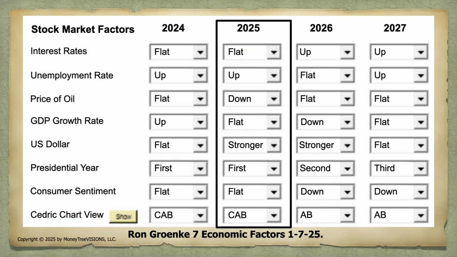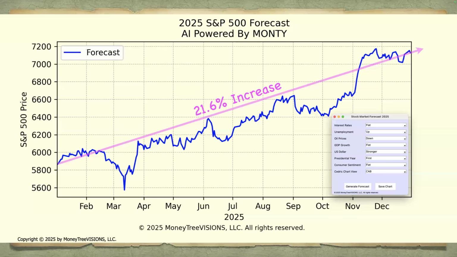So here we have our factors that we selected at the beginning of January, January 7th, that interest rates would be flat for the year. They've kind of been flat unless the Fed really wants to be aggressive. We'll talk about that. Unemployment rate up, price of oil down, GDP growth flat, stronger dollar. It's the first year of the presidential term. Consumer sentiment flat. And Cedric chart is going from C to A to B. We made that selection, and the market would do about a 21.6% increase from where it was at the beginning of the year.